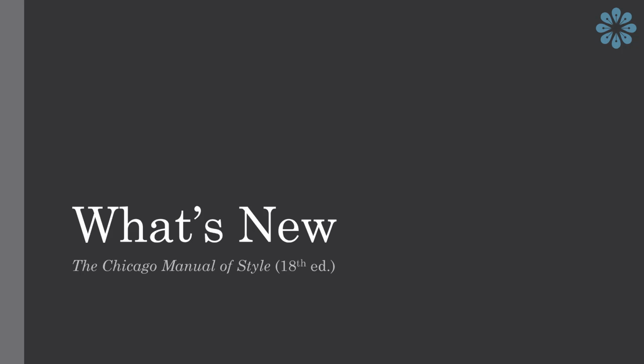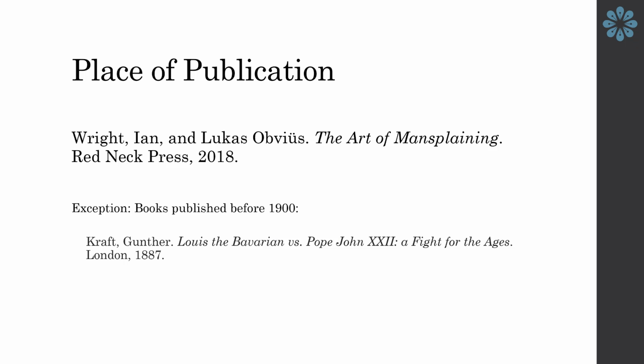Let's take a look at what's new with the 18th edition of the Chicago Manual of Style. And here I'm going to focus mostly on changes related to academic writing and citation. One of the first things to be aware of is that the Style Manual no longer requires the city of publication. The exception is for books published prior to 1900, in which case the city is preferable to the publisher.